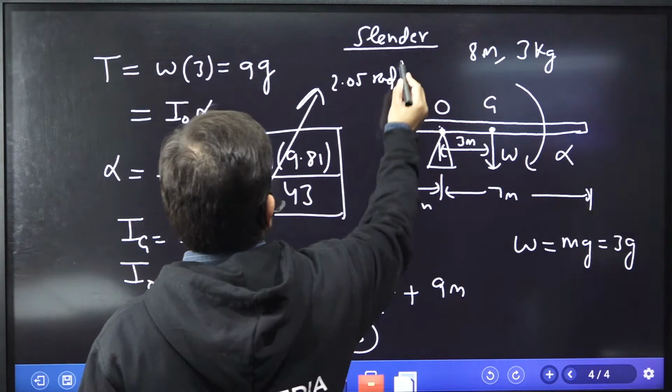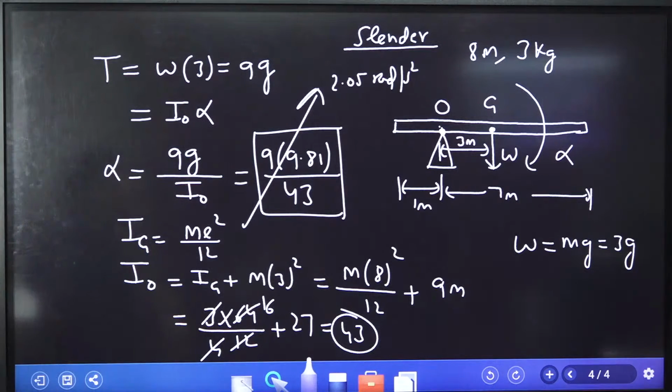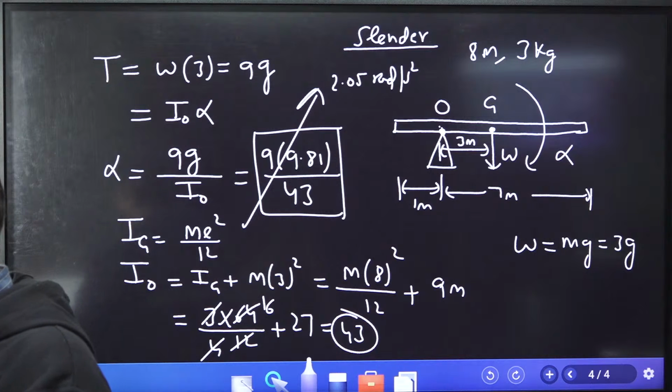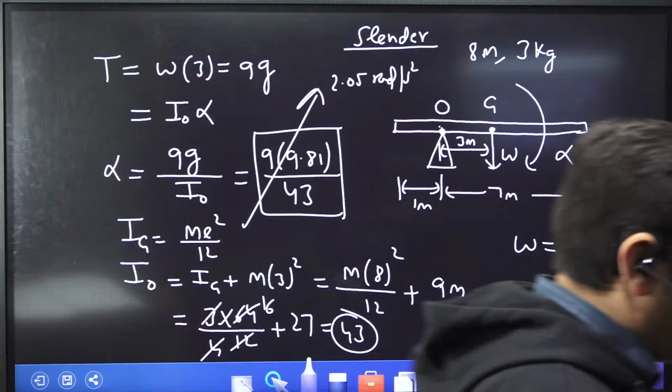2.05 radian per second square. Hardly there is any problem in this question now. This question we just now did. इस क्वेश्चन में प्रॉब्लम क्या थी? सेम क्वेश्चन तो हमने किया यार, वही वाला क्वेश्चन हमने किया था.